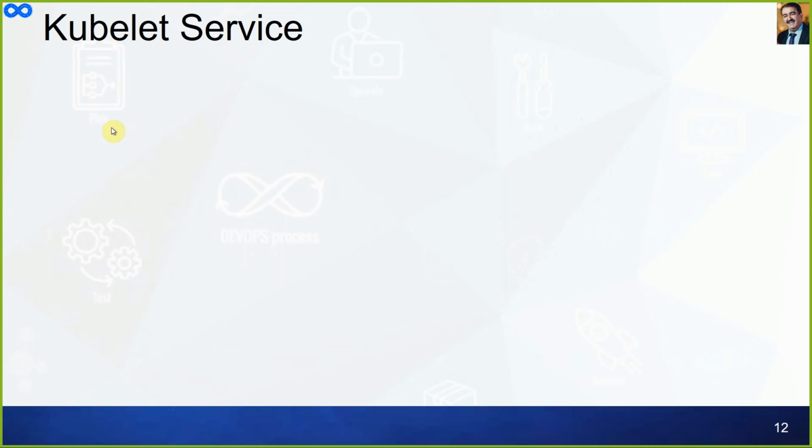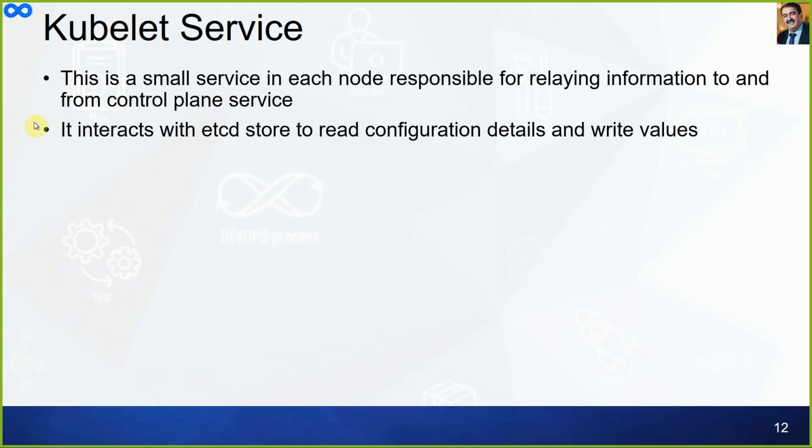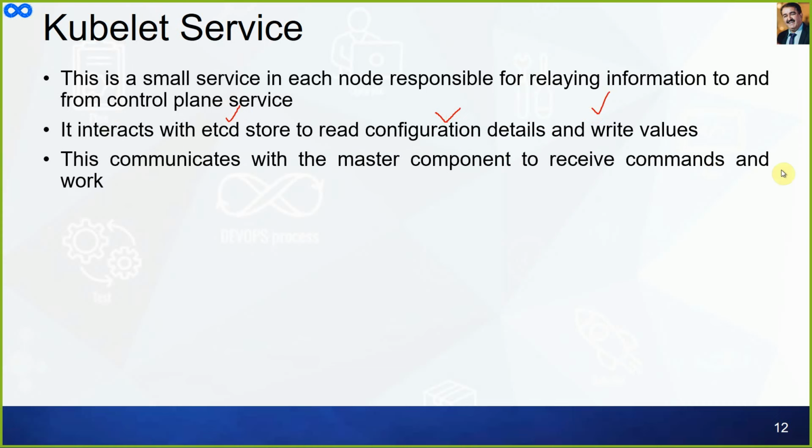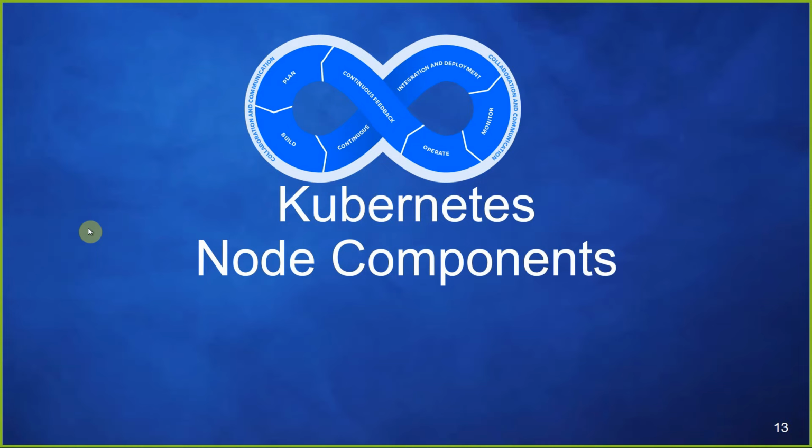Then we have Kubelet Service. This is a small service in each node, responsible for relaying information to and from control plane service. It interacts with etcd store to read configuration details and write the values. This communicates with the master component to receive commands and work. The kubelet process then assumes responsibility for maintaining the state of the work and node server.